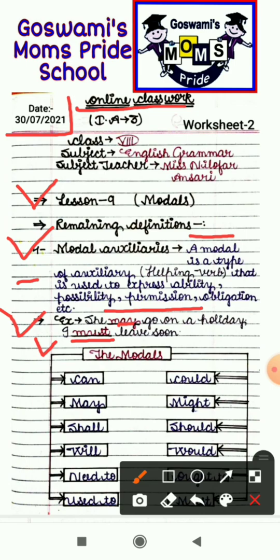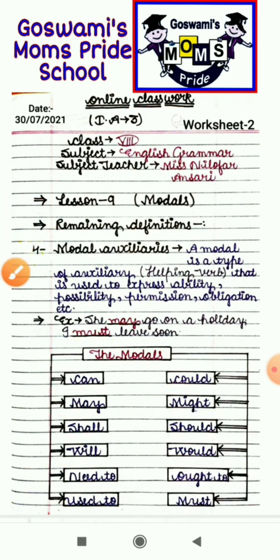Now let's see the examples of modals. The modals are can, could, may, might, shall, should, will, would, need to, ought to, used to, must. So they are modals and they are used in different situations. Now let's move forward.